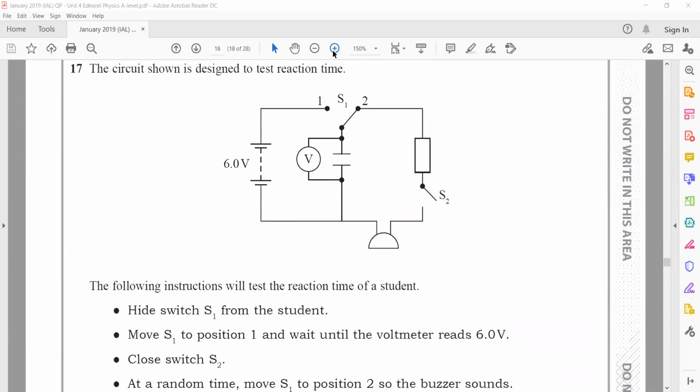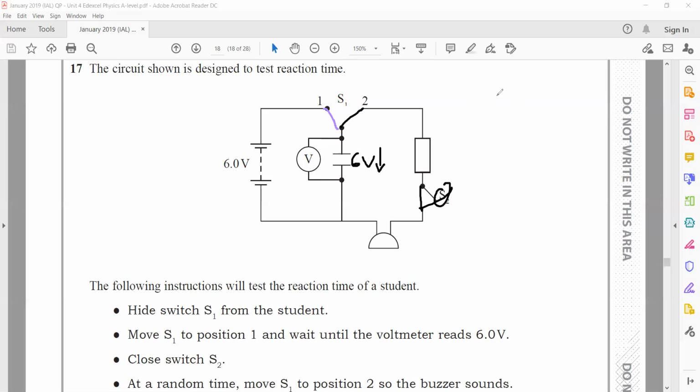Basically, we first initially charge this. When we charge this capacitor, the capacitor voltage is the same as the supply voltage. And we want to check the reaction time of a student. So to check the reaction time, we close the switch. And then what will happen? We move this S1 to position 2. The moment we connect S1 to position 2, the capacitor starts to discharge. As it discharges, the voltmeter reading will decrease. And what does the student have to do? The student should open this switch so that the capacitor will not discharge.